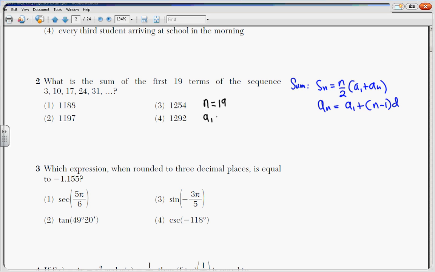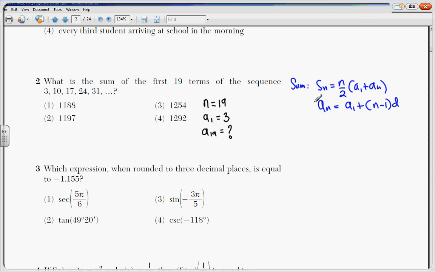A1 is the first term. What is the first term in this arithmetic sequence? 3. We also need the nth term. Since n is 19, we're going to be looking for the 19th term. What is the 19th term? I have no idea, so let's put a question mark there. How can we find the 19th term? We have to use this formula right here. We don't have enough information to use the Sn formula, because if I wanted to do S19, I'd need A19 also. So I'm missing An.